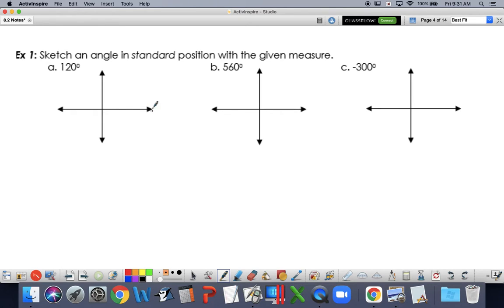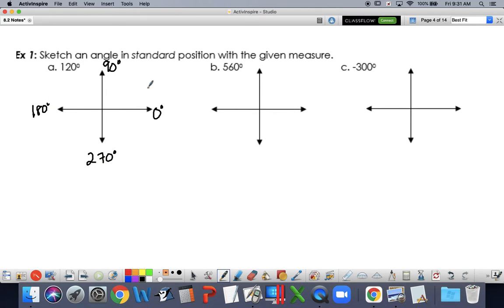Since I start right here from the positive side, this is 0 degrees. Up here, 90 degrees, because we're rotating counterclockwise. So the first major angle I hit there is 90. Then we have 180 degrees. Hopefully you remember our straight angles are 180 degrees. And then down here we have 270.